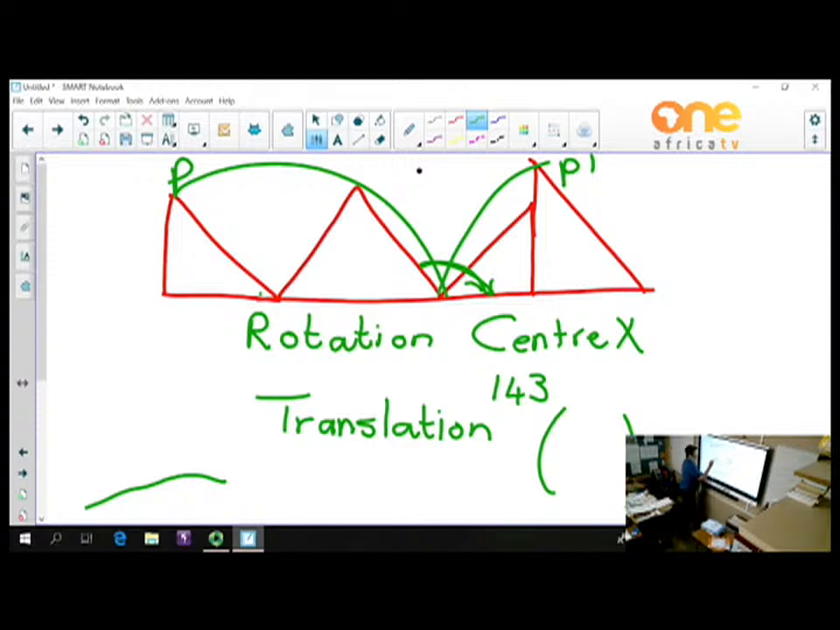So we have to add all the lengths of these sides. Now, this one was 3. This one will be 5. This one is 4. And this one is 3. So what is it in total? 15. So then it is the translation with a column vector 15, 0. 0 because there is no movement up or down. We'll come back to this later on.